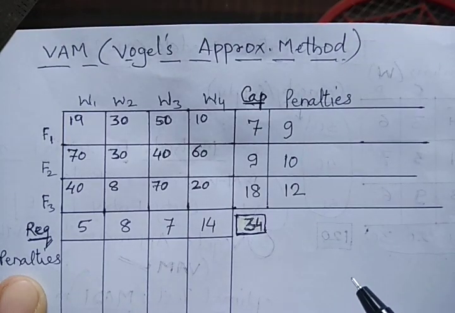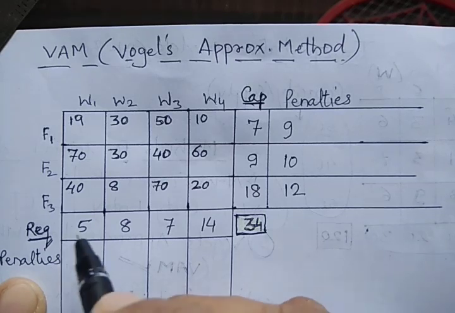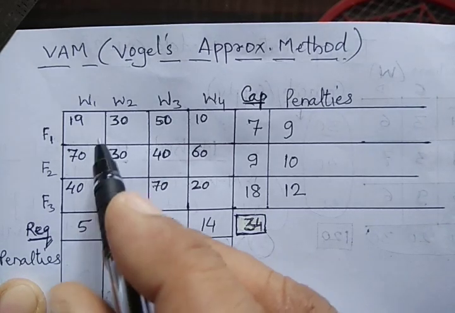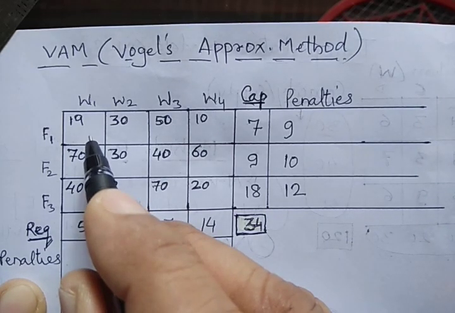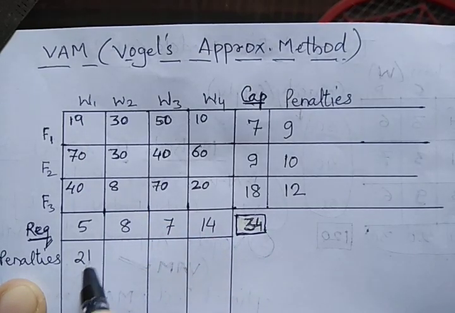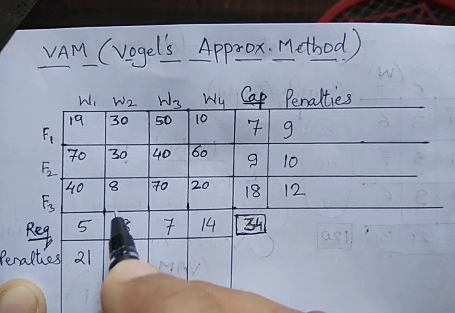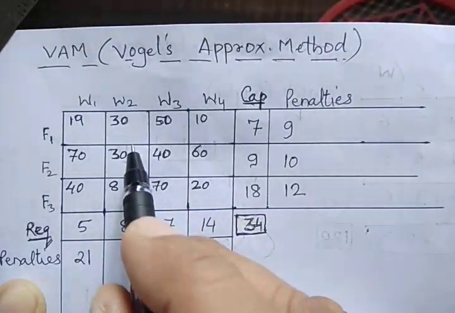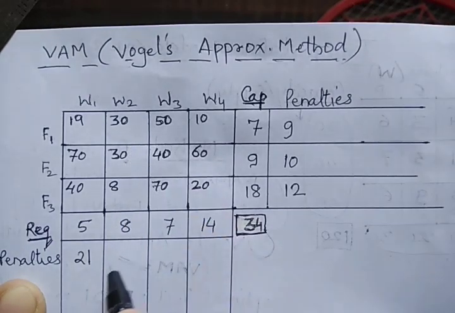Similarly, for each column we have to find out the penalty. What is the penalty? It is the difference between the smallest and the second smallest cost. In column 1, the smallest is 19, the second smallest is 40, so 40 minus 19 is 21. Column number 2, the smallest cost is 8, the second smallest cost is 30. Correct? So the difference is 22.